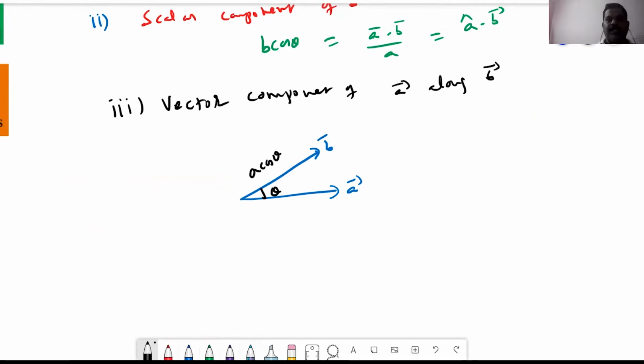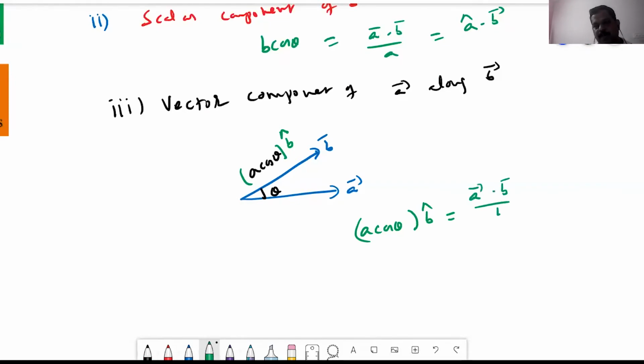So this A cos theta is a scalar. Whenever we want to have a vector in any direction, simply multiply that number with the unit vector in the direction. What is the unit vector of B bar? Simply B cap. So if I want to find the vector component of A bar along B bar, I want this A cos theta times B cap. Now a number multiplied with a vector is a vector. But what is A cos theta? A bar dot B bar by B times B cap.